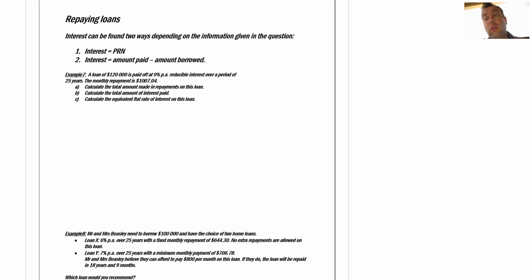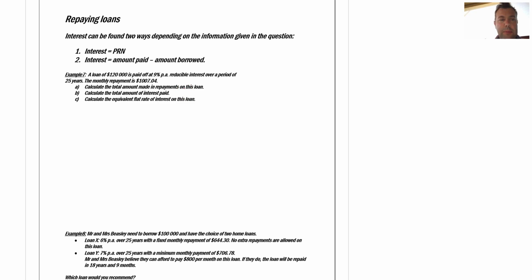Now, coming back all the way from the very beginning of this unit, we talked about how interest is the cost of borrowing money. It's the difference between what you borrow and what you repay. So let's have a look at this example here. Press pause, read the question carefully. Now, first of all, total amount made in repayments.